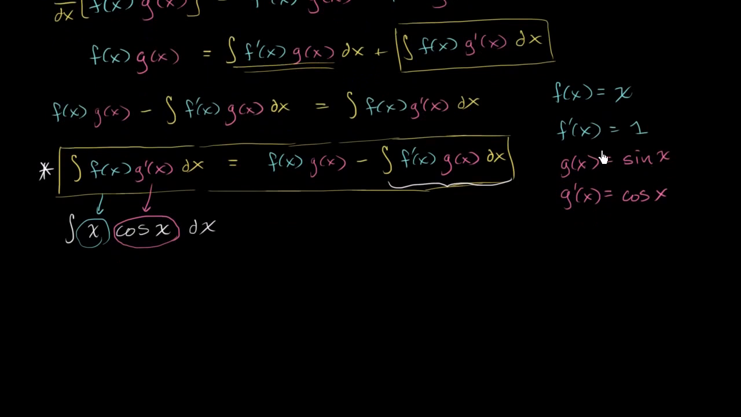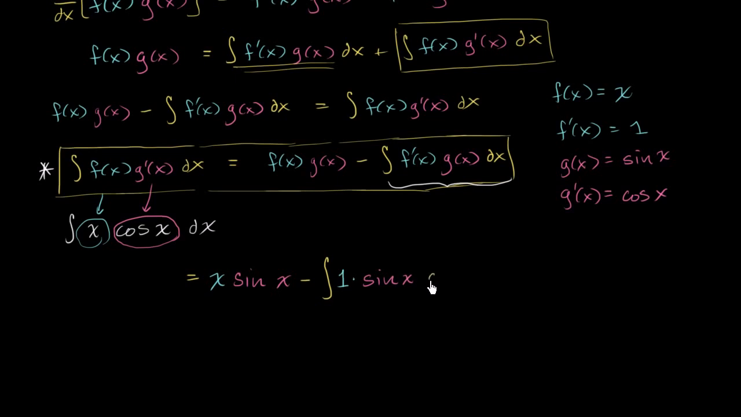Now, given these assumptions, let's see if we can apply this formula. The right-hand side says f of x times g of x. So f of x is x. G of x is sine of x. And then from that, we are going to subtract the antiderivative of f prime of x, which is just 1, times g of x, which is sine of x, dx.